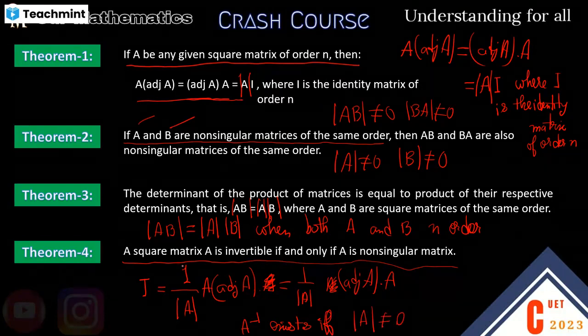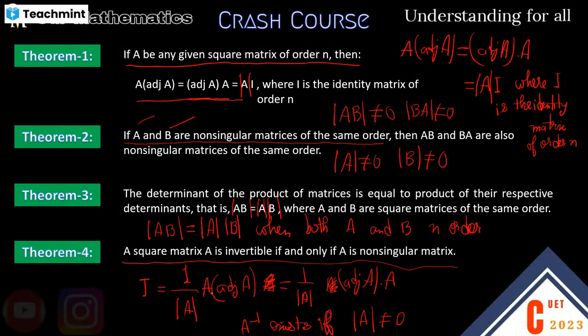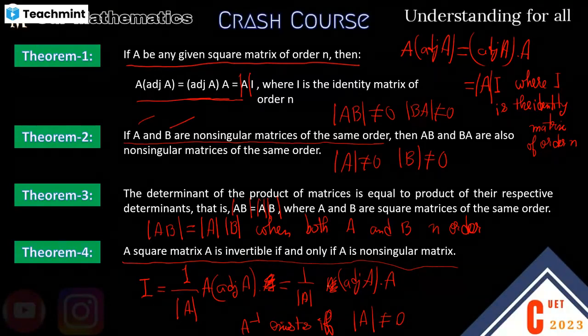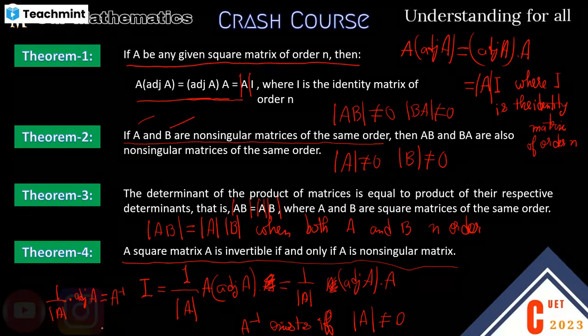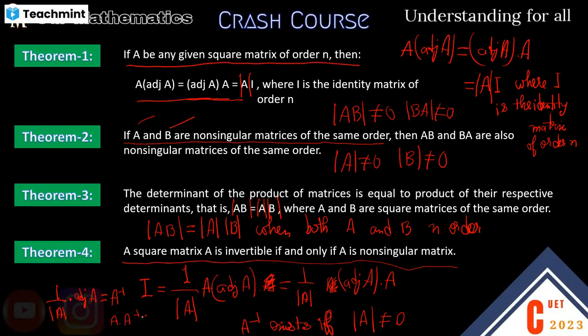So from this, what did we get? 1 by determinant of A into adjoint of A is equal to identity matrix, right? That means 1 by determinant of A into adjoint of A is what? It is equal to A inverse, because A into A inverse is equal to identity matrix, right? So this is theorem 4.